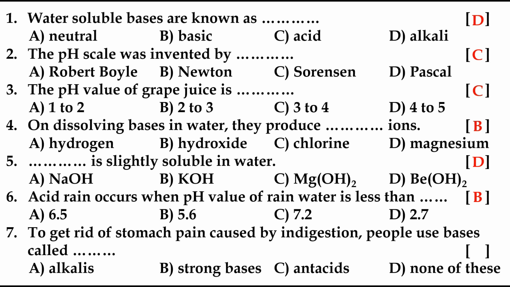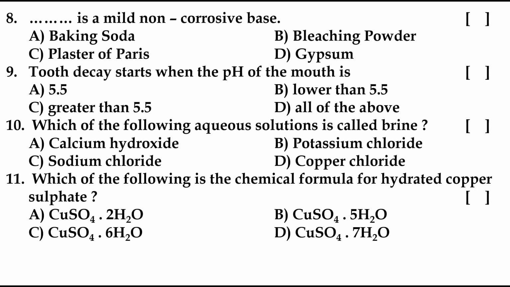5.6. Seventh bit, to get rid of stomach pain caused by indigestion, people use bases called dash. A. Alkalis, B. Strong bases, C. Antacids, D. None of these. Answer is option C, antacids. Eighth bit, dash is a mild non-corrosive base. A. Baking soda, B. Bleaching powder, C. Plaster of Paris, D. Gypsum. Answer is option A, baking soda.